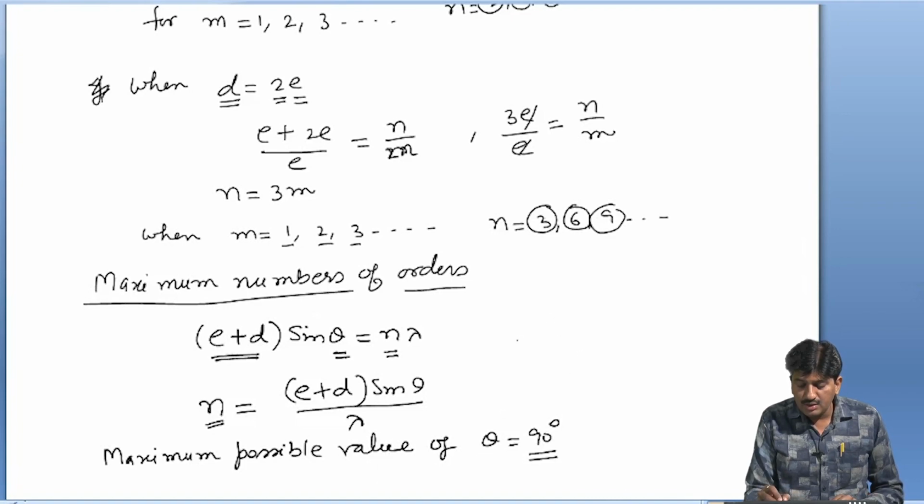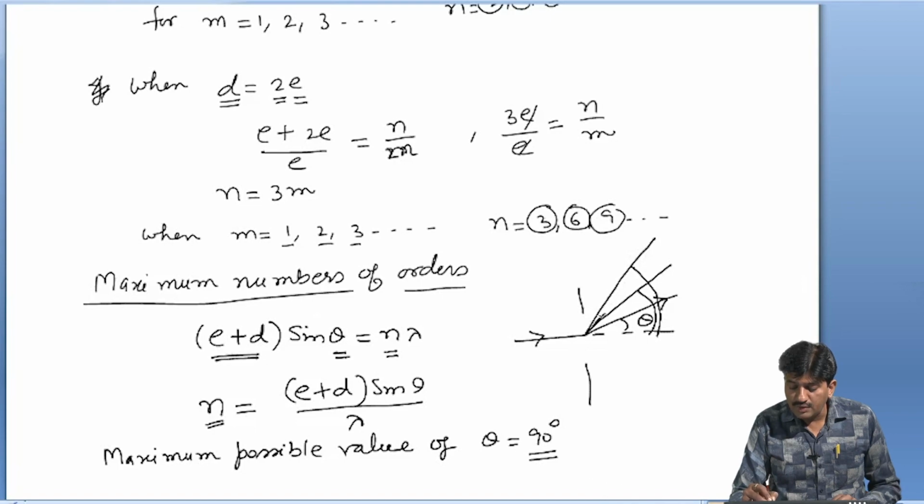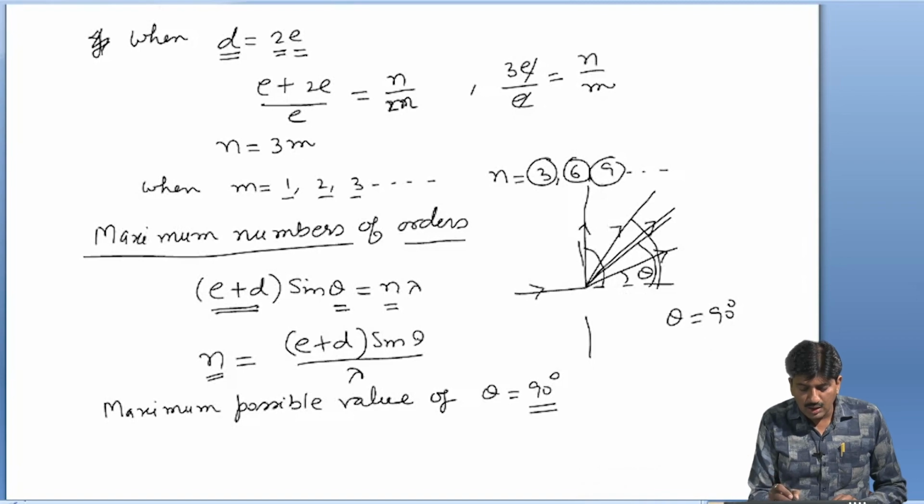The diffracted angle: suppose this is the slit and this is angle theta, incident ray, diffracted ray, and now the angle of diffraction is increased. The maximum angle of diffraction may be 90 degrees. It means the maximum possible value of the angle of diffraction should be 90 degrees.